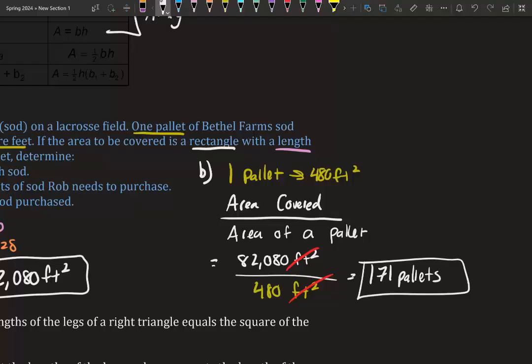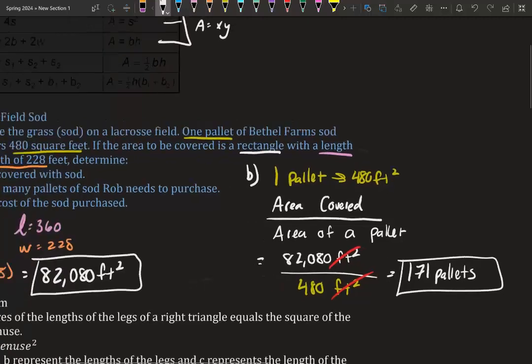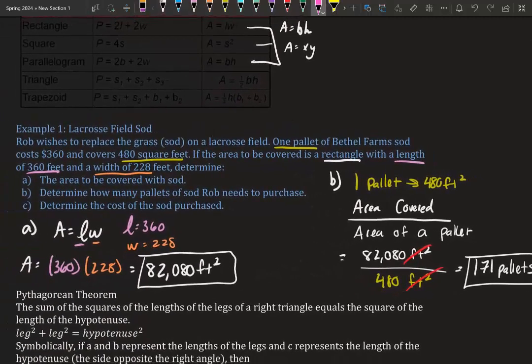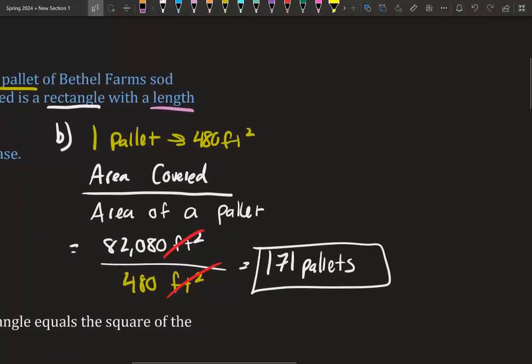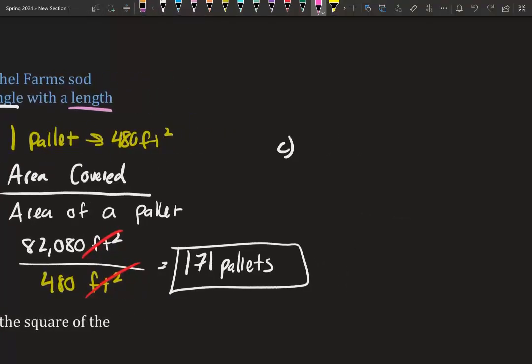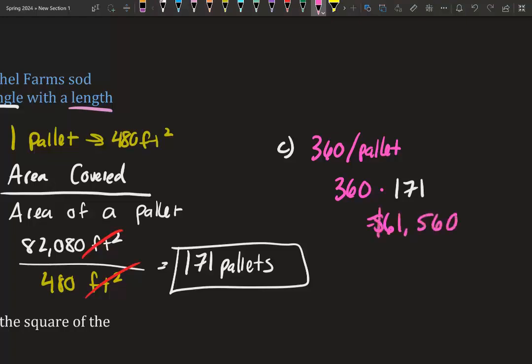If you need 171 pallets, how much is this going to cost you? It told us that one pallet costs $360. So if we need 171 of them, we're just going to multiply those two numbers together. So our total cost, it costs $360 per pallet, and we need 171 pallets. So 360 times 171. And we get $61,560. So that's how much it's going to cost to resod this field.